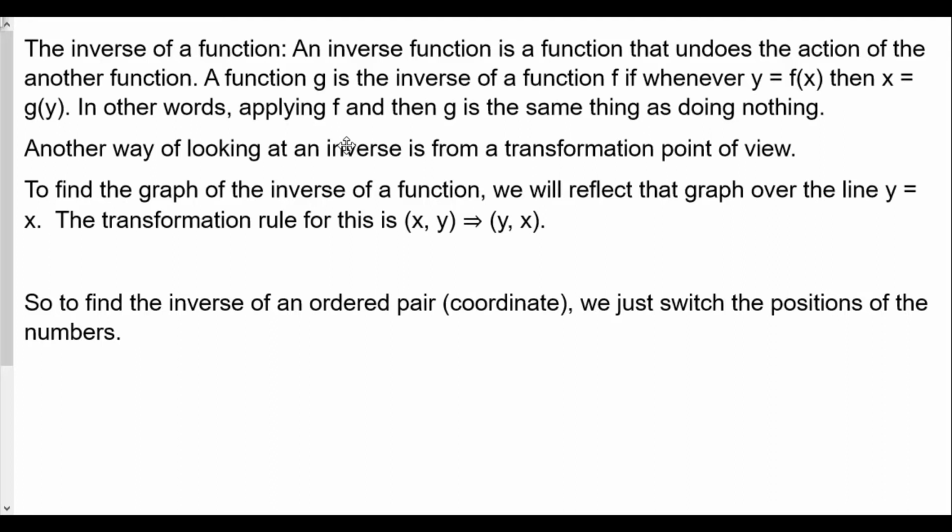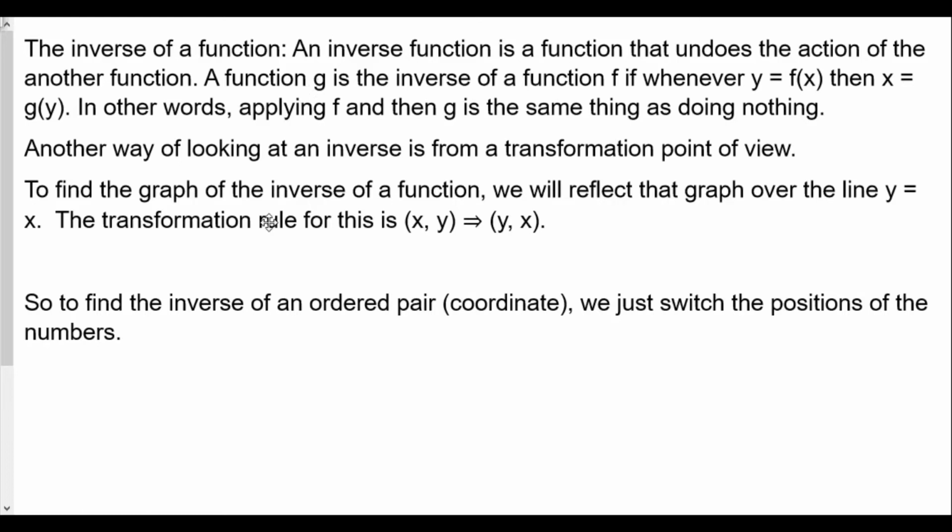Another way of looking at inverse is from a transformation point of view, and so to find the graph of the inverse of a function, we'll reflect the graph over the line y equals x. And the rule for transformation will be x comma y becomes y comma x, meaning if you have a coordinate x comma y type point, the inverse would just be switching the positions of the numbers. So to find the inverse of an ordered pair, we just switch the positions of the numbers.